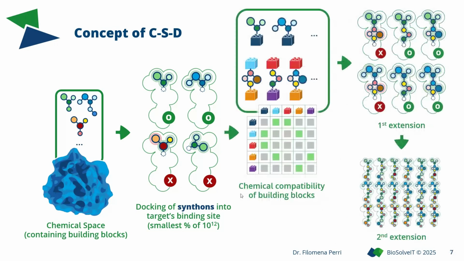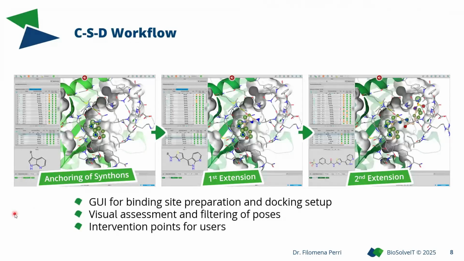Next, we check for chemical compatibility of building blocks with one another. This is based on reaction rules, as we explained already. And after different steps of manual and visual inspection, we can then proceed into extending them and growing them into larger molecules. If the situation, the project, the binding pocket allows, we can reiterate this process through a second extension step and even more. But let's look a little bit more in detail. We will see that live in the demo in some moments, but just to show you how it will look in the graphical user interface.